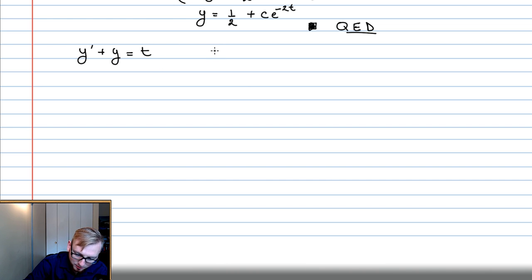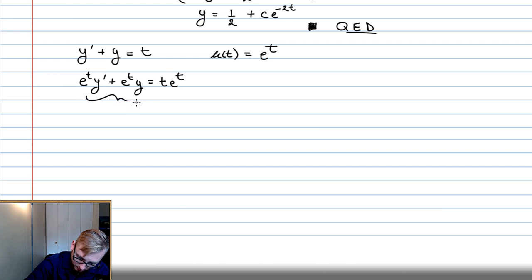This one again, we're gonna do the u of t, and this is only a 1 in front, so we just got e to the t. It doesn't seem that difficult, does it? Multiply the left and the right hand side by e to the t. We've got e to the t y prime plus e to the t y equals t e to the t. This here again, as we've gone through before, looks like the derivative of a product.